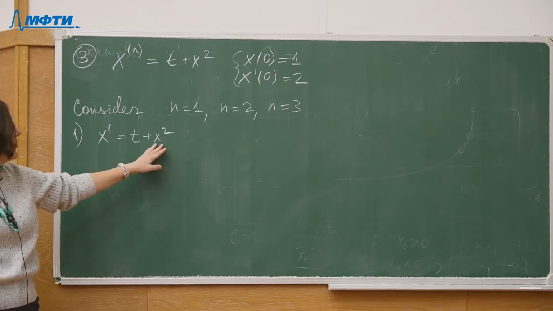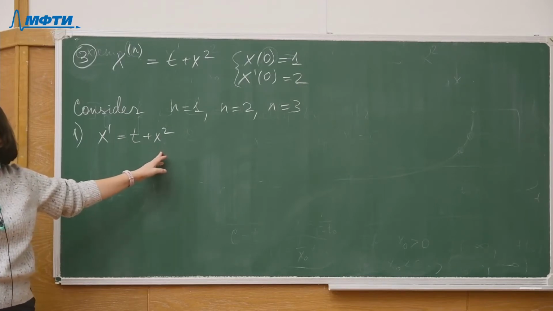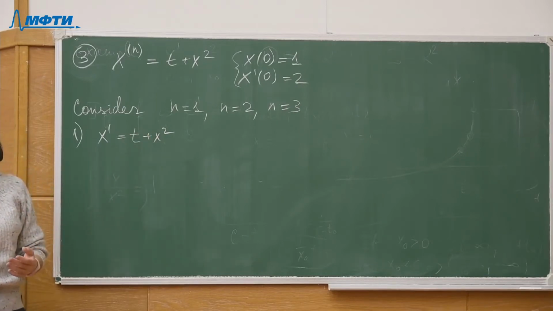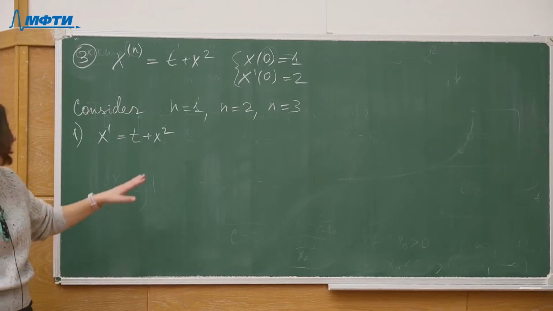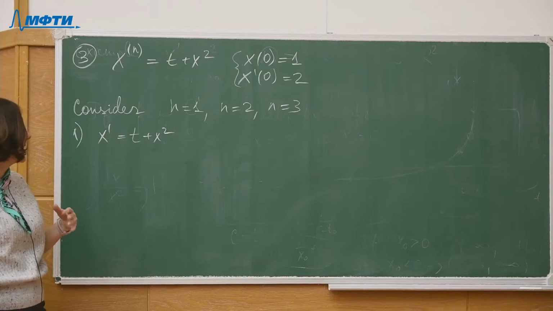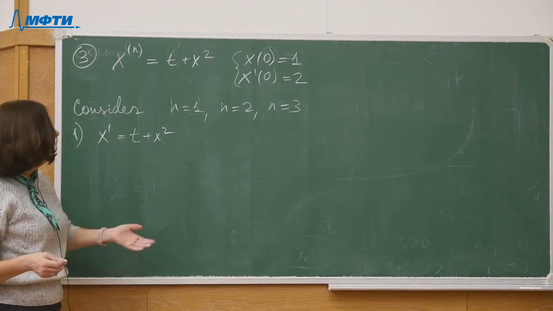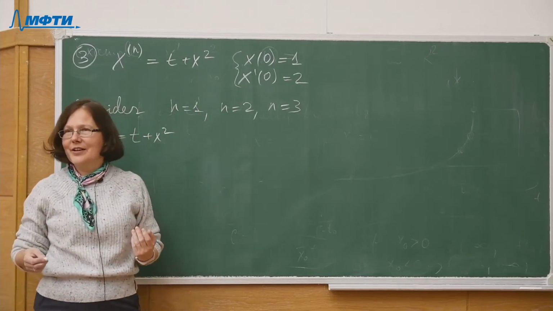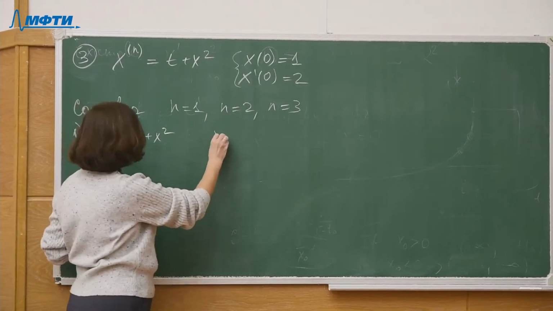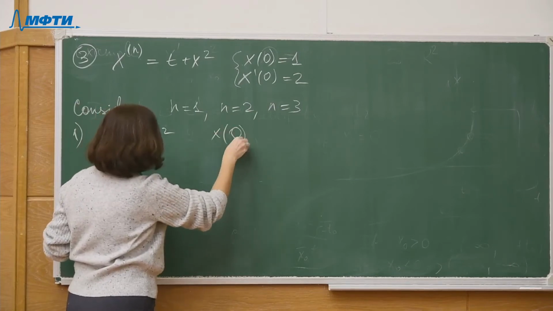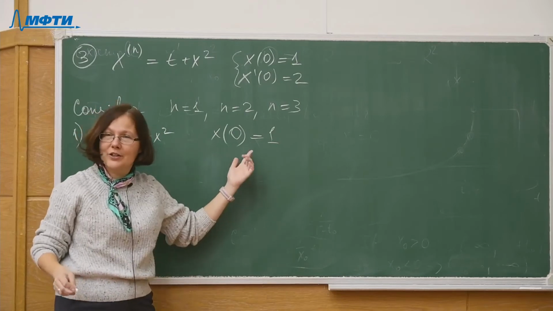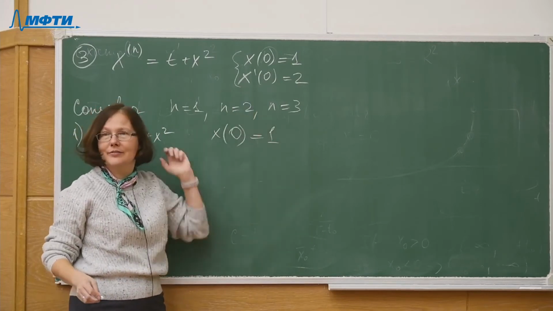Is it locally Lipschitz in x? We can find the derivative with respect to x. Right, so it is continuous and locally Lipschitz in x. Then look at this initial condition. We have one extra, additional condition, I don't like it. So the initial condition should be x of 0 equals 1. It's enough, right? Only one initial condition, not the second one.